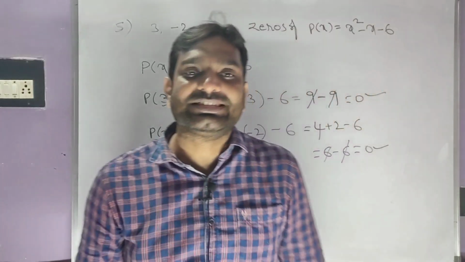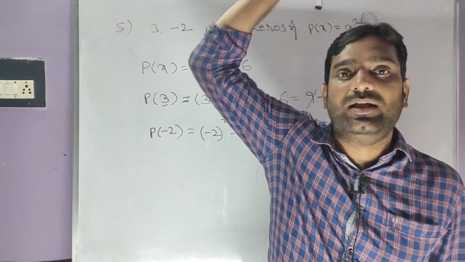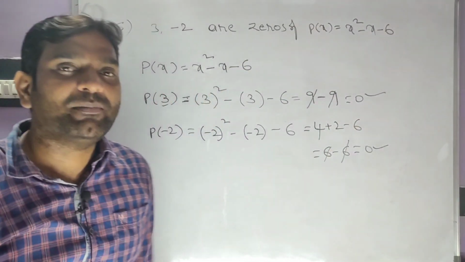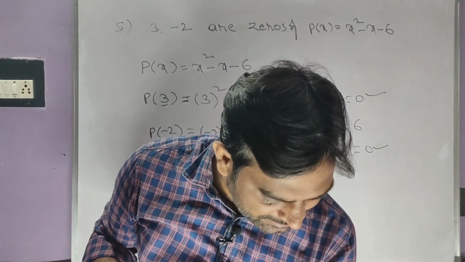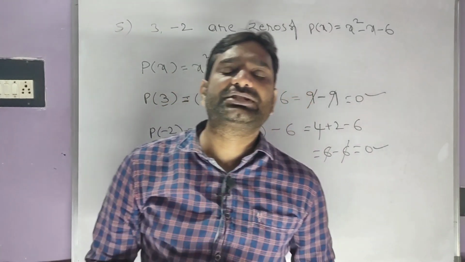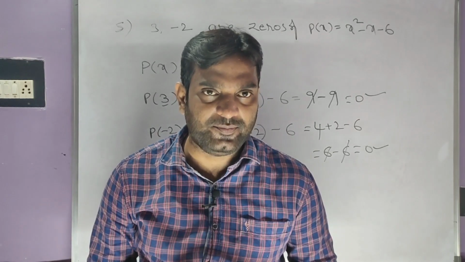By this we can say that 3 and minus 2 are the zeros of the given polynomial x square minus x minus 6. Is that clear? Okay. With this problem, this exercise is completed. Next, graphical representation of the linear polynomial and quadratic polynomial.